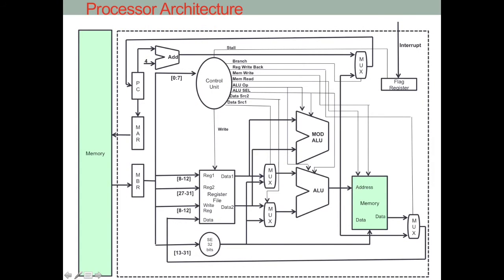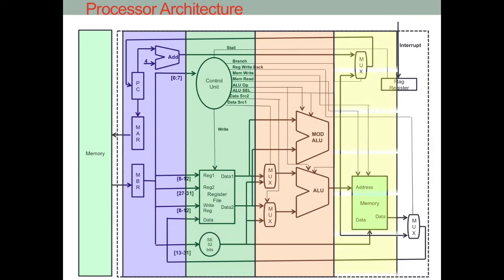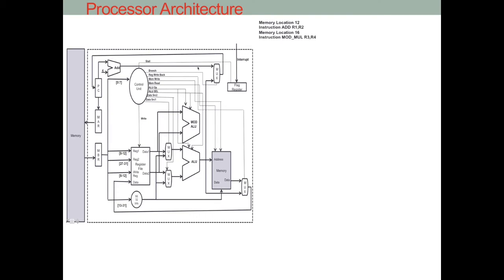Let's understand the architecture and data path through an example. This is my 5-stage pipeline architecture with the 5 stages as shown: fetch, decode, execute, memory access, and write back. Let's say there is an instruction at memory location 12, which is add R1 R2, and another instruction at memory location 16, which is mul R3 R4. The current value of PC is 12, 00C in hex. This value of PC will be transferred to MAR and PC will be incremented by 4. The instruction will be fetched from memory and stored in MBR in binary format as shown.